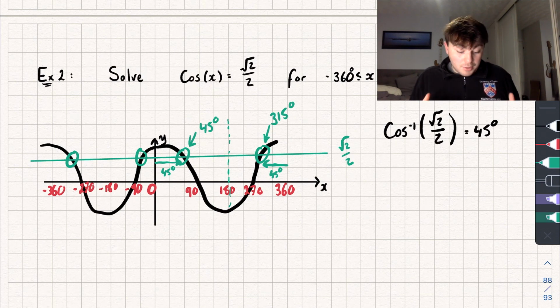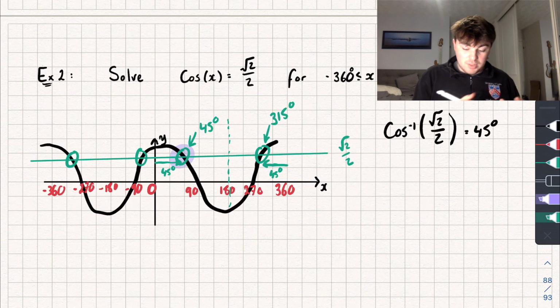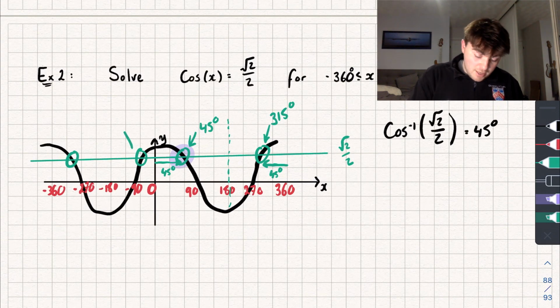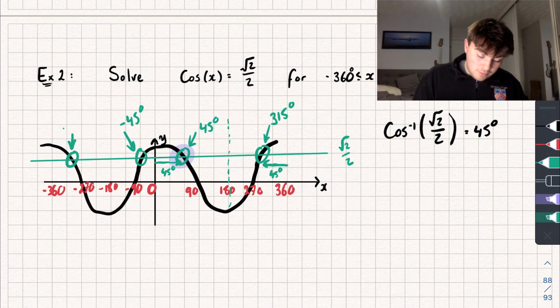And now, again, because this is a symmetrical graph, I can say that if I've gone forwards 45 degrees to get to this solution here, I could just go back from 0, 45 degrees, and so this solution here is going to be negative 45 degrees. And I can apply the same logic to get this fourth solution, which is negative 315 degrees.